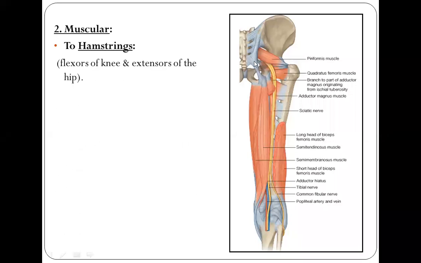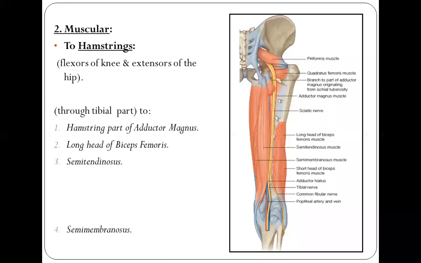Okay. So the hamstrings, you all need to know, are the flexor of the knee and extensor of the hip. And these are the names of the hamstring muscles that your friends have already mentioned. And it is the tibial part of the sciatic nerve which gives branches to the hamstring muscles. Now, if you look at this diagram, you can see the course of the sciatic nerve and the hamstring muscles taking origin from the ischial tuberosity.